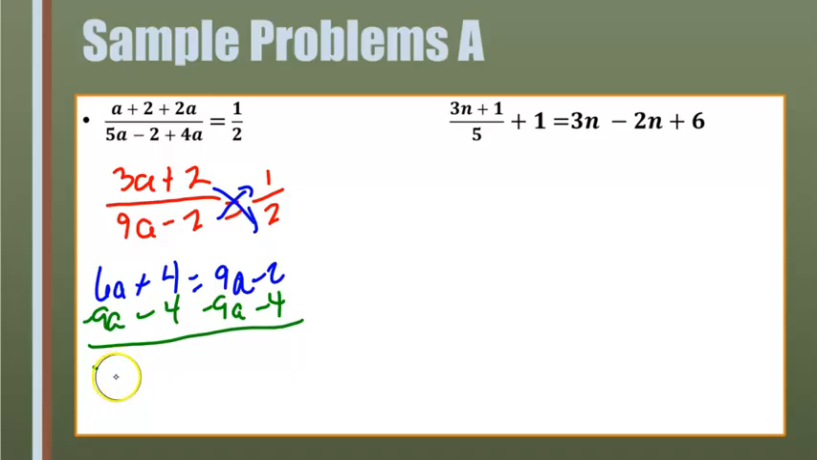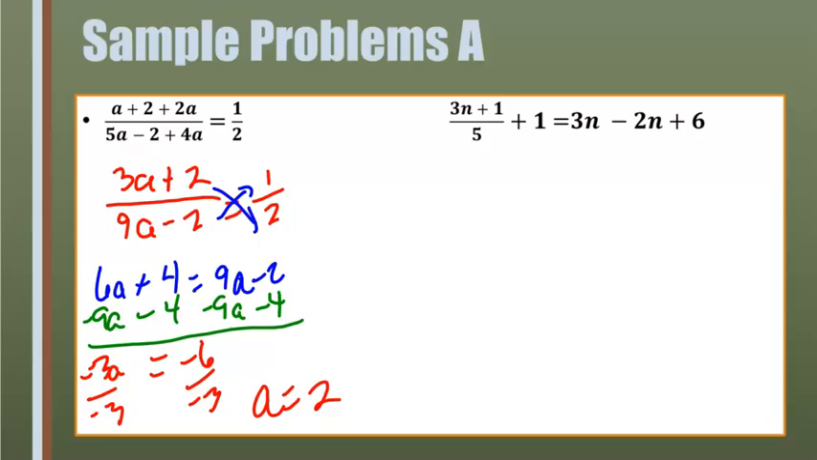Let me erase that to make it better. So negative 3a equals negative 2 plus negative 4, which is negative 6. Divide by negative 3 on both sides, and a is going to equal a positive 2.